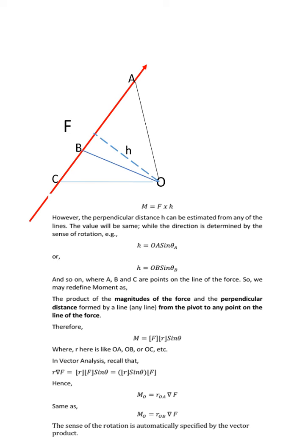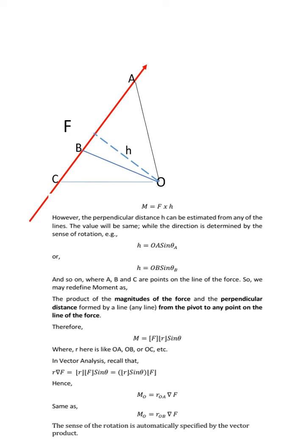Now the perpendicular distance is the h. This h can be calculated either from OA. Once we know the angle OAF, which is the angle the line OA makes with the force, that would be F times OA sine angle theta A. Similarly, we can find h by finding the angle that OB makes with the line, and that would be F sine theta B. Or the moment is also force times perpendicular distance formed by OC, which should be OC sine theta C.